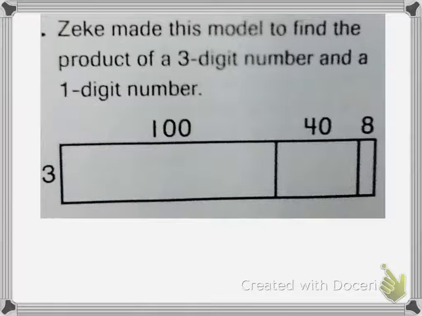Next, Zeke made this model to find the product of a 3-digit number and a 1-digit number. Here is the model. What is the original multiplication sentence? And solve. So you need to write the expression that goes with this model and then solve the problem. Again, feel free to stop the video and do your work.